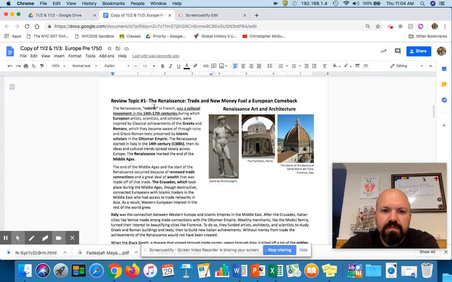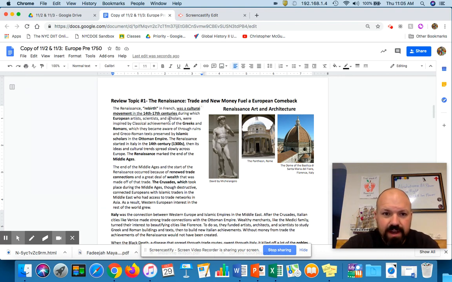The Renaissance, rebirth in French, was a cultural movement from the 14th to 17th centuries during which European artists, scientists, and scholars were inspired by classical achievements of the Greeks and Romans, which they became aware of through ruins and Greco-Roman texts preserved by Islamic scholars in the Ottoman Empire. The Renaissance started in Italy in the 14th century. Then its ideas and cultural trends spread slowly across Europe. The Renaissance marked the end of the Middle Ages.